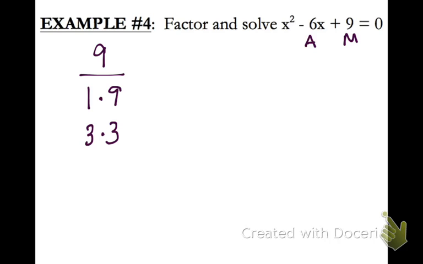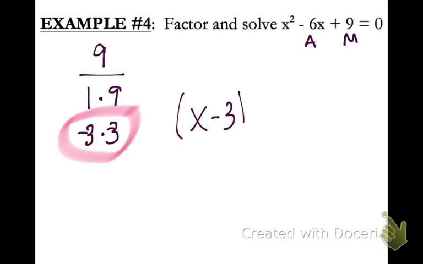Okay, so looking at my two possibilities, 1 and 9, 3 and 3, the only ones that could add to -6 are 3 and 3, and I'm going to need to put a negative on both of them. -3 times -3 is a positive 9, and -3 plus -3 is -6. So my factored form is x minus 3 times x minus 3. You could have also written that as x minus 3 squared.